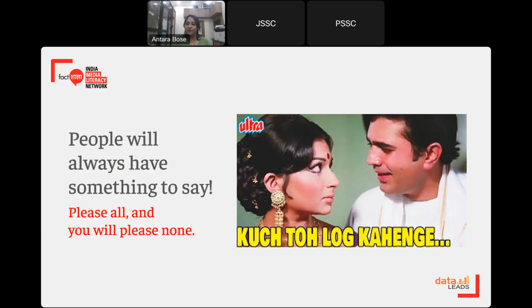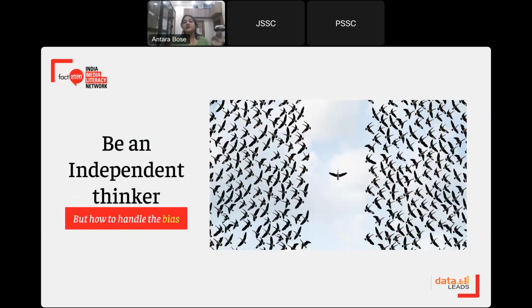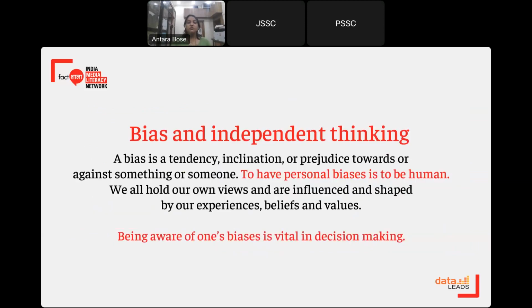And there's a famous song about it also. So you have to be an independent thinker. You have to critically analyze what is coming to you, and you need not fall for everything that is given to you. So bias plays a huge role when it comes to information literacy, because bias, the cognitive bias, confirmation bias, actually affects your decision making. And of course, it is a tendency, inclination, and prejudice towards something or against someone or something.